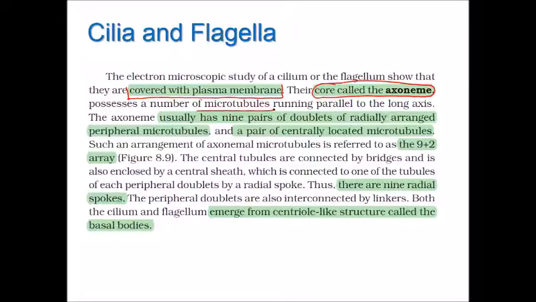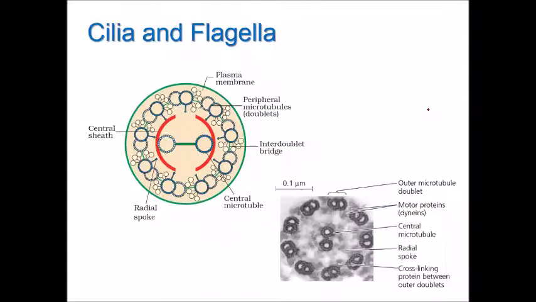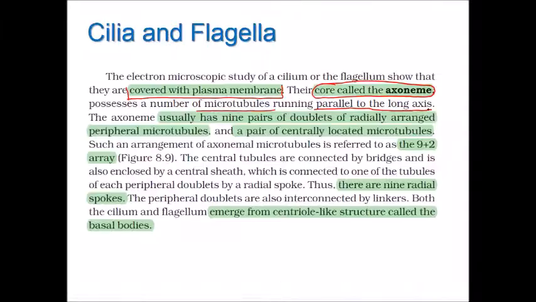Microtubules are tubular structures which are found in cells. A group of microtubules are arranged parallel to the main axis, and that is how it looks. You can see here how it looks under the microscope, a cross section of cilia or flagella. You can see small circles here. These are actually microtubules. Each axoneme usually has 9 doublets of radially arranged peripheral microtubules.